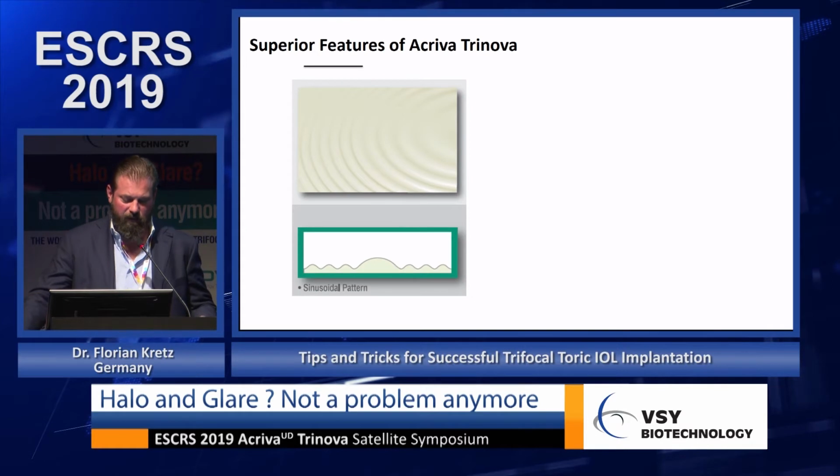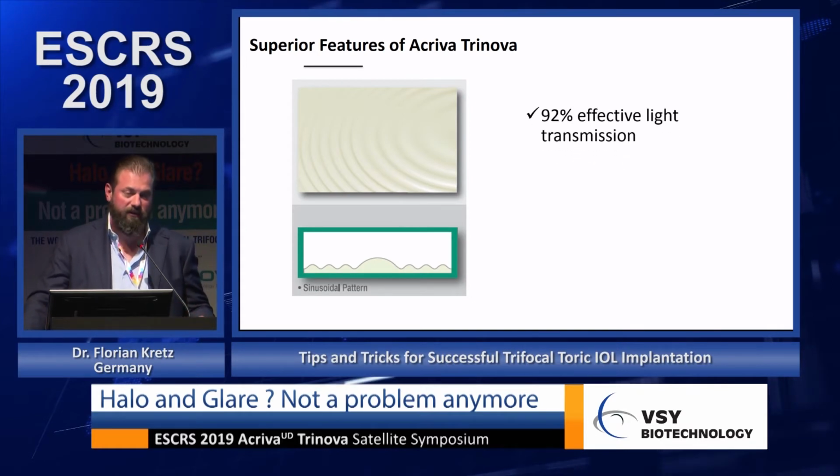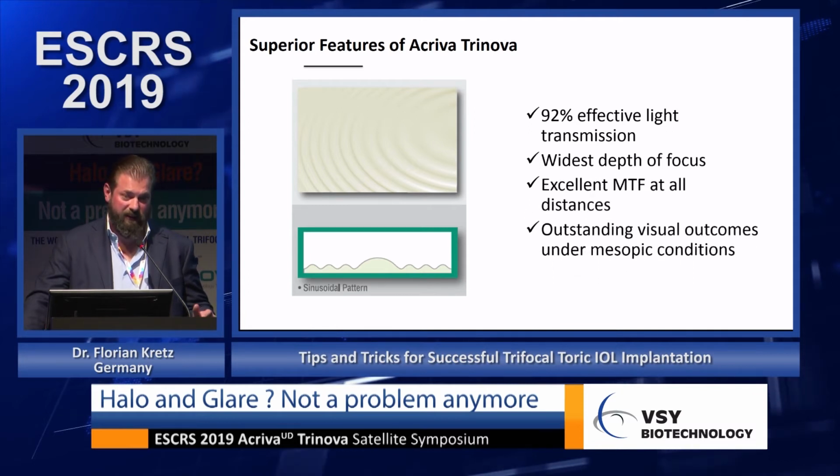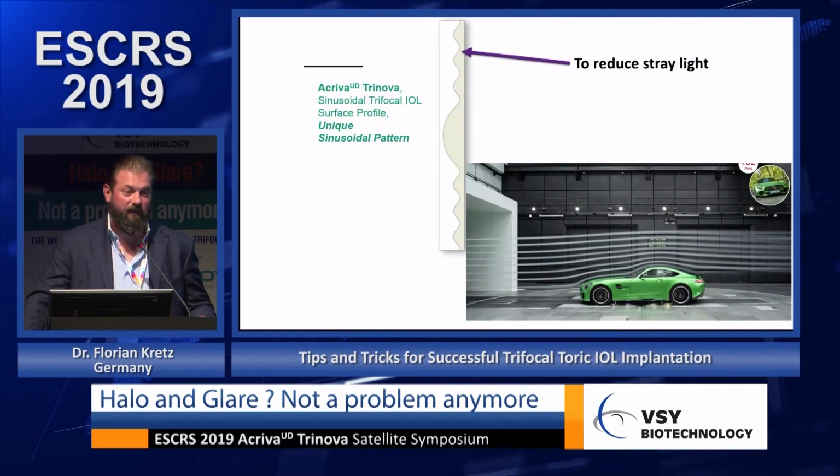If you look a little bit more into this sinusoidal profile, you can see that you have less loss of light, wider depth of focus, a good MTF at all distances, and outstanding visual performance, but that you saw already in the presentations before. If you compare that to other technologies and look at the profile, think about aerodynamics for cars, how smoothly the wind glides over the car. That smoothness is the same smoothness you use to divide the light onto different focal points. That's why you have less stray light, and that's why the vision becomes smoother with an IOL profile like that.